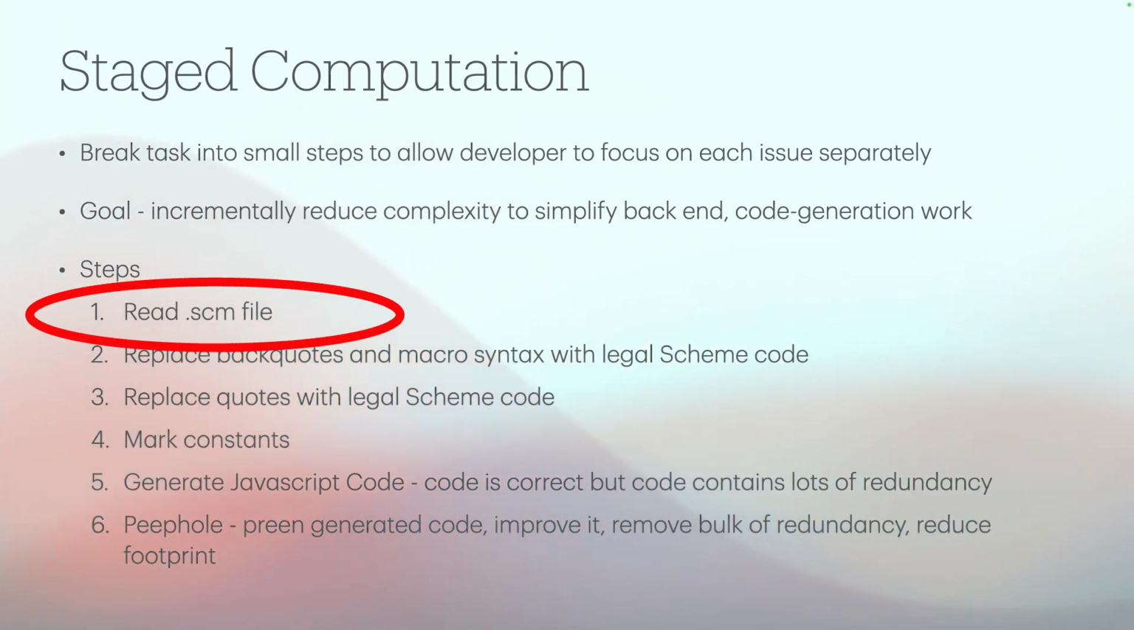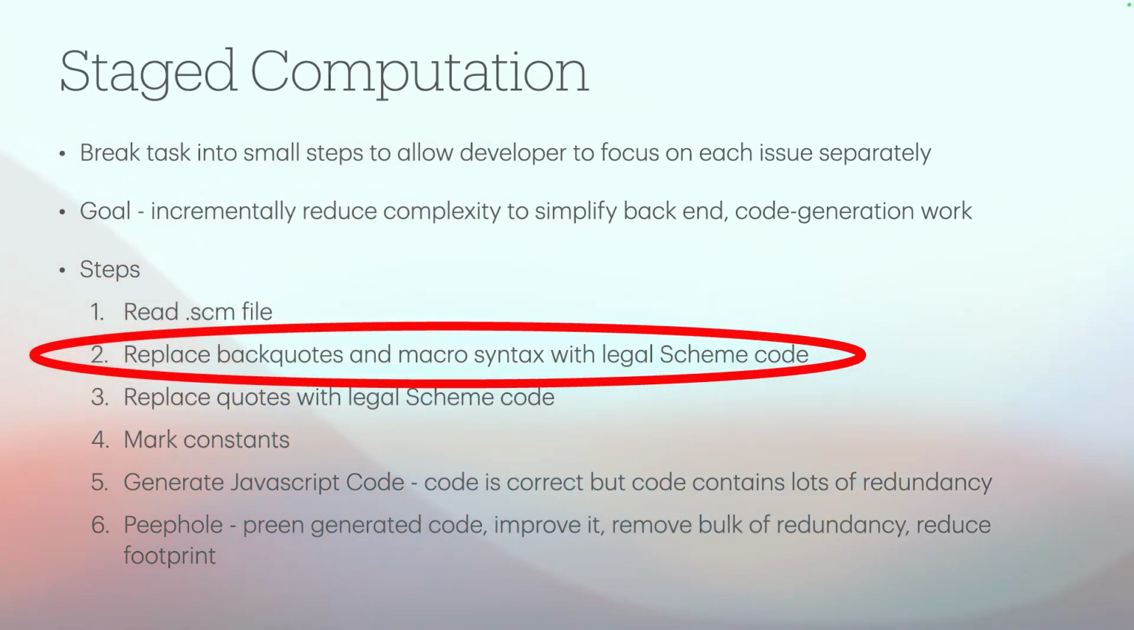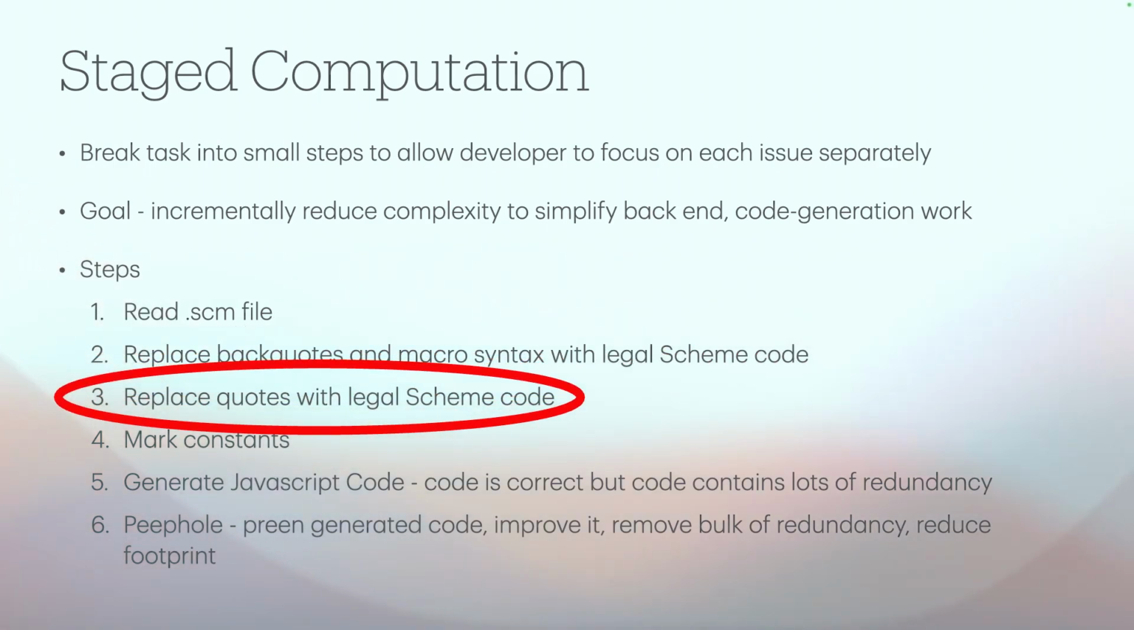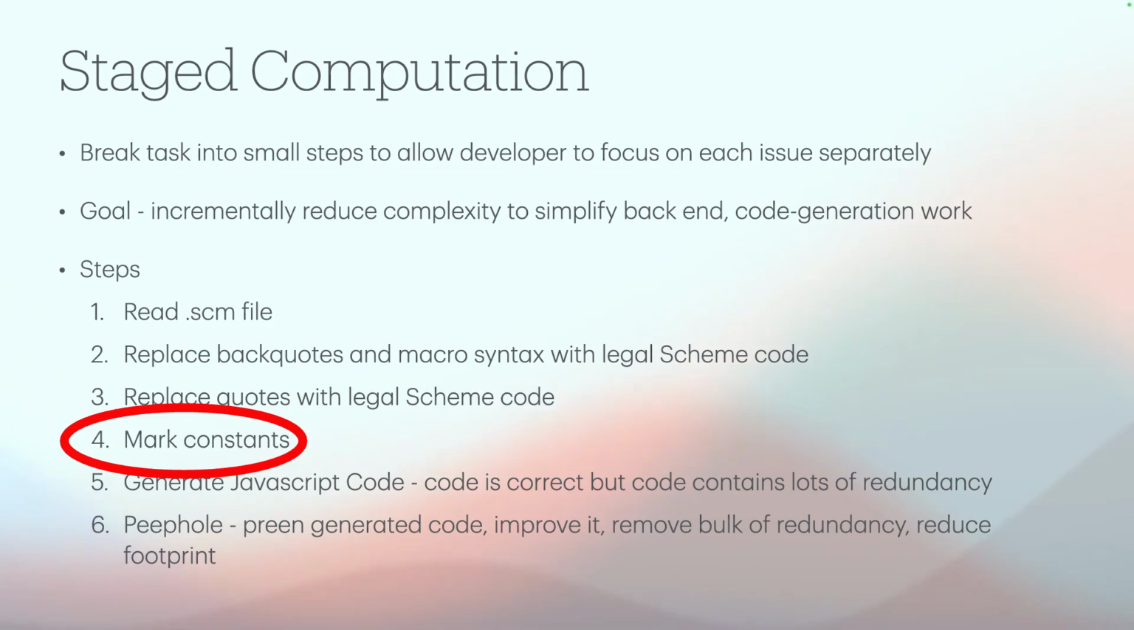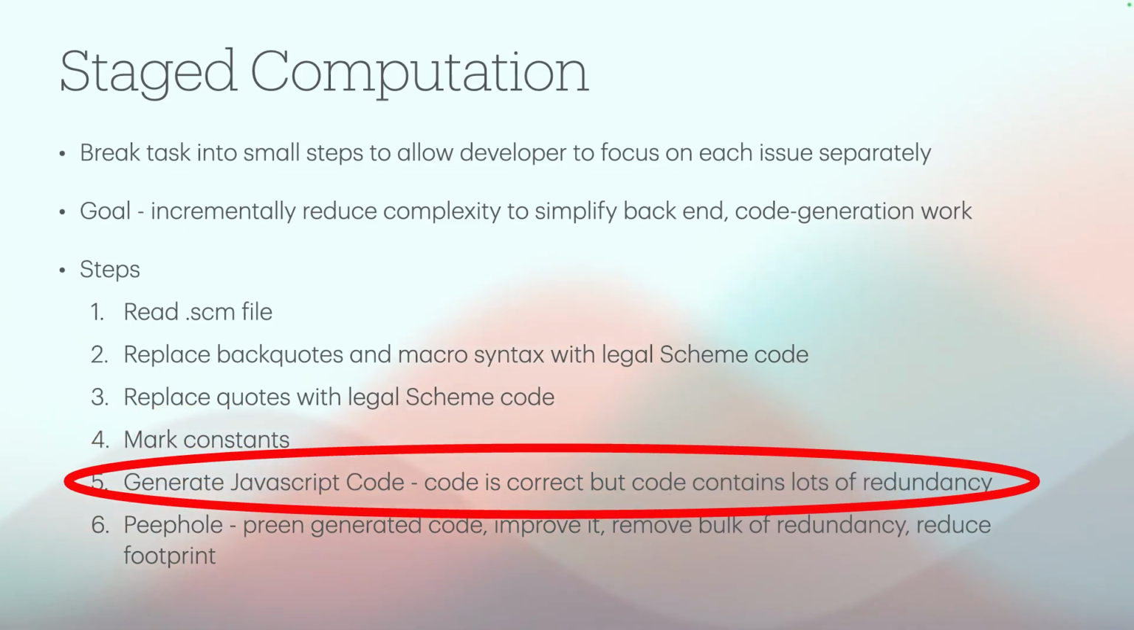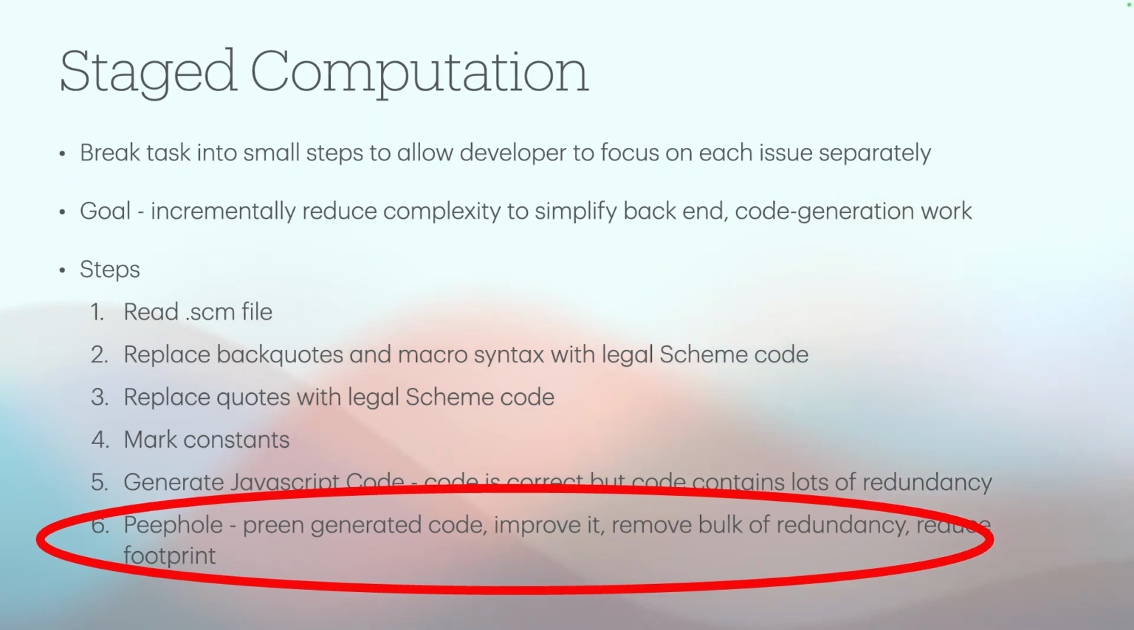Read the Scheme file. Replace backquotes with legal Scheme code. Replace quote shorthand with legal Scheme code. Mark constants to make it easier for the final stages to deal with the code. Generate a first cut of the JavaScript code. The code is correct, but contains lots of redundancy, so use a peepholing stage to improve the code.